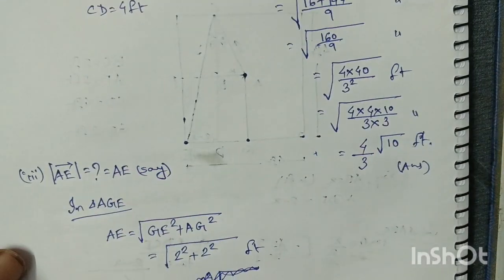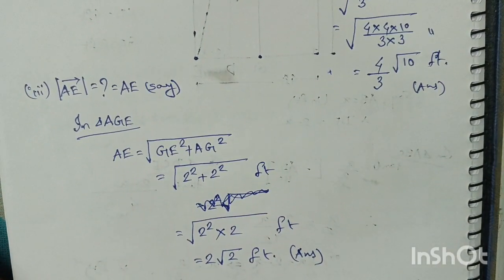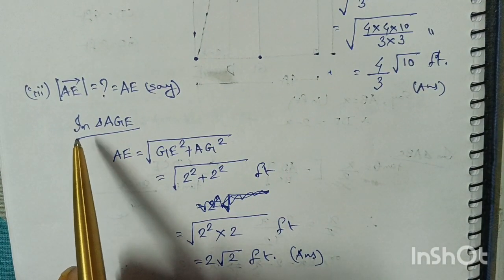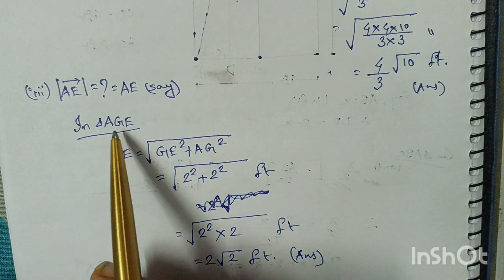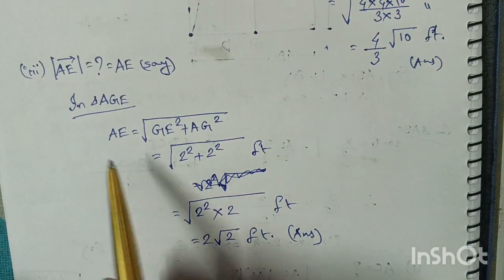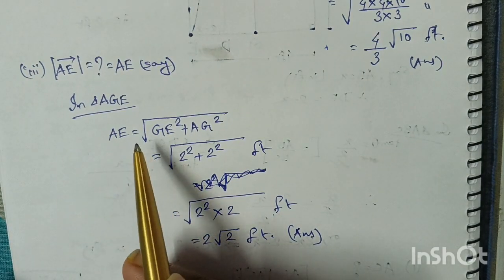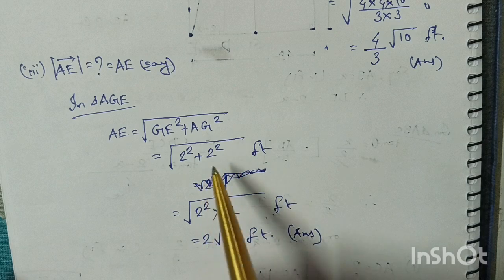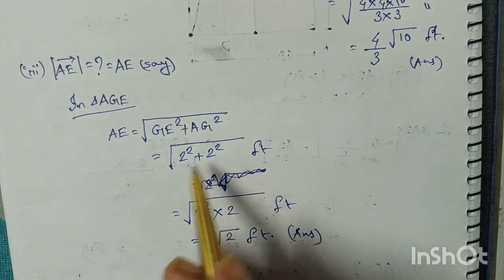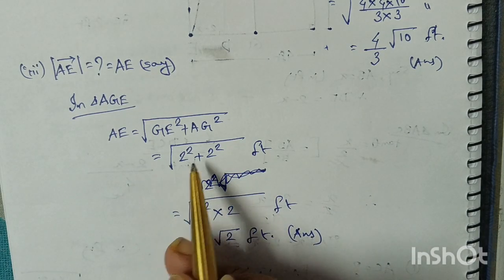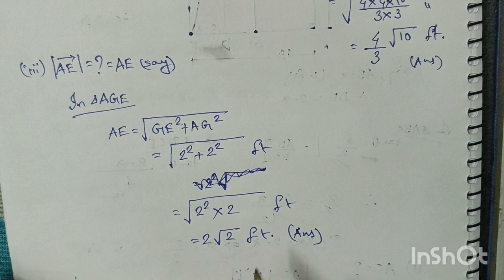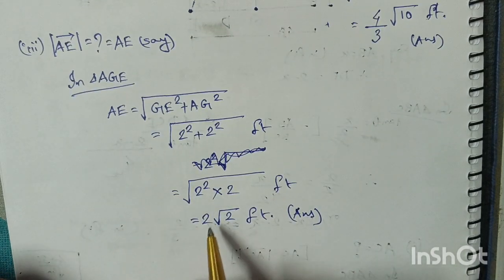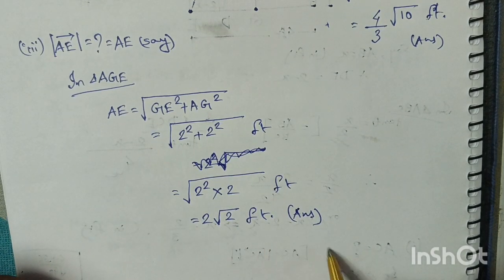Now, to determine AE, we have to analyze the triangle AGE. From there, we get AE is equal to root over GE square plus AG square, as happened before, is equal to root over 2 square plus 2 square feet. Calculating, we get AE is equal to 2 root 2 feet. This is the answer.